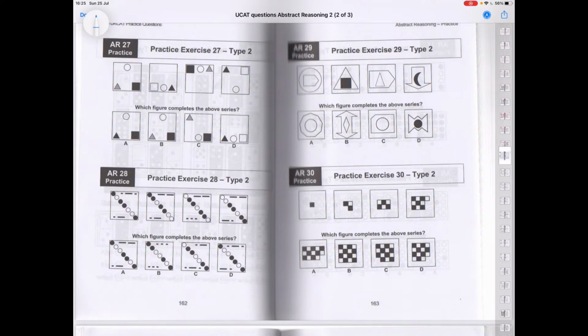What happens, for example, to the triangle as you go from the left to the right? What happens to it? Does it move around clockwise? Does it move around anti-clockwise? Does it go up or down? Does it change colour? Does it rotate? So move sequentially with each object and see if you can spot a pattern with each object. Can you see an overall change?